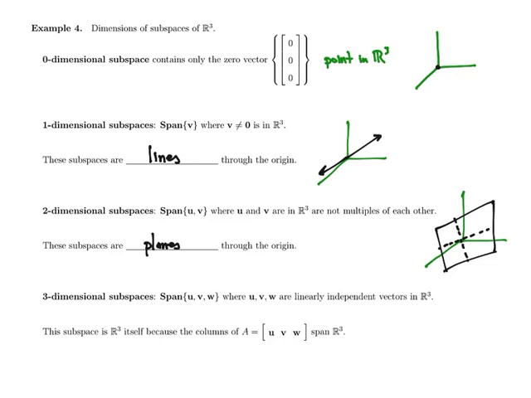And then finally, if we have a 3-dimensional subspace, we look at the span of 3 vectors, and those 3 vectors have to be linearly independent. That means that we don't have constant multiples of each other, and we can't write any vector as a linear combination of any other vector. Then the subspace is just R3 itself. We say that this spans R3.